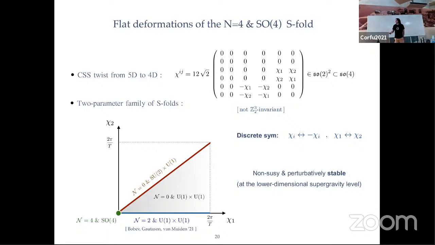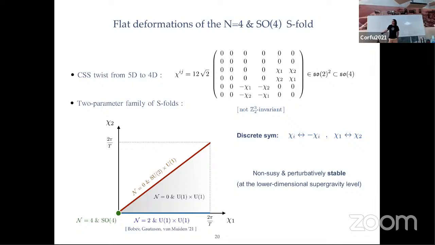So what is fine is that when you plot what kind of S-folds you get in this two-parameter space, chi1 and chi2, what you find is that the generic point is a non-supersymmetric S-fold with U1 cross U1 symmetry. And then there are two special lines. There is this line over here where you have a supersymmetry enhancement because you get N=2 S-folds with U1 cross U1, which in particular are the ones recently discovered by Bobev and collaborators. So this corresponds to this line here.